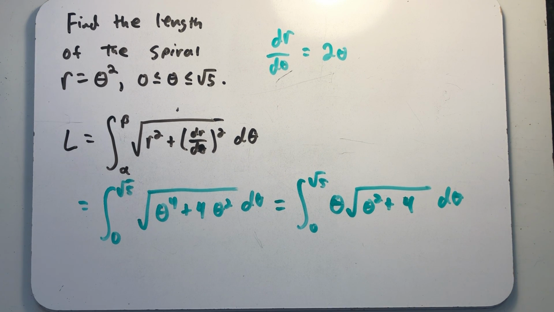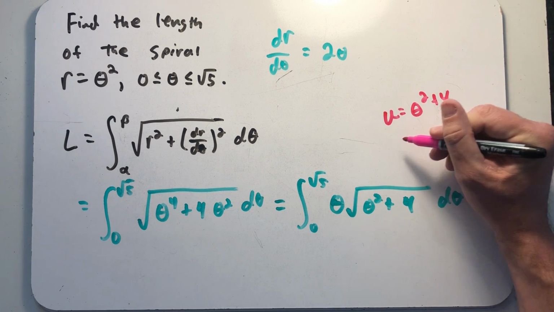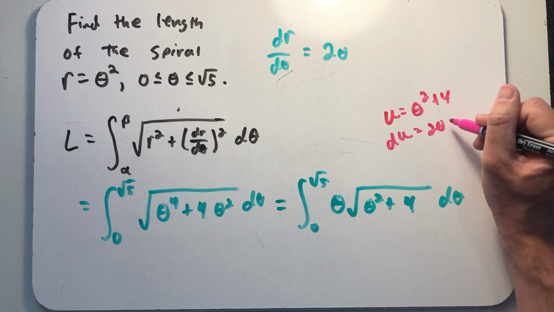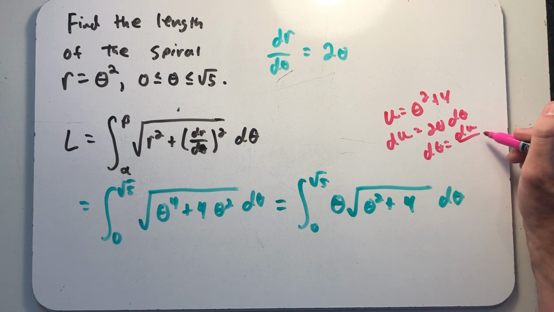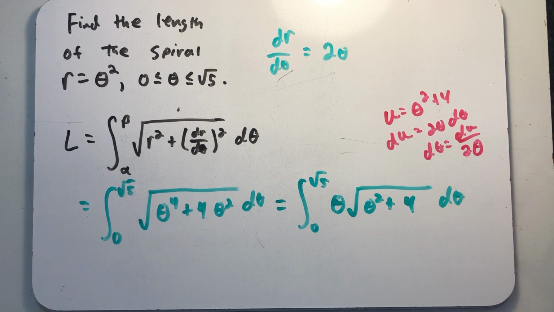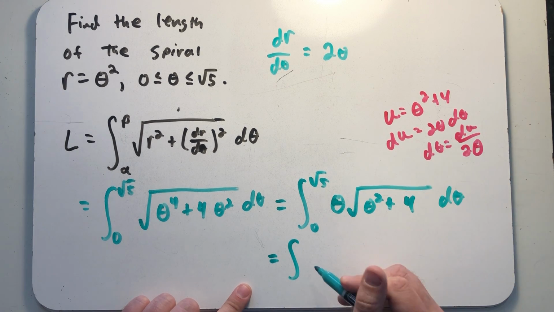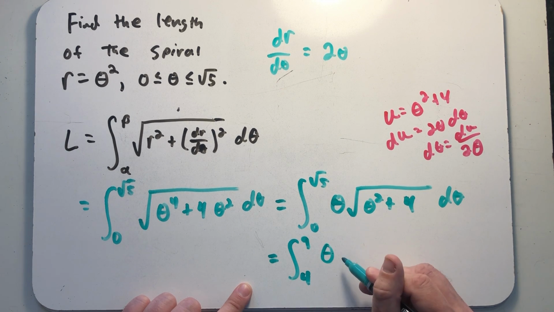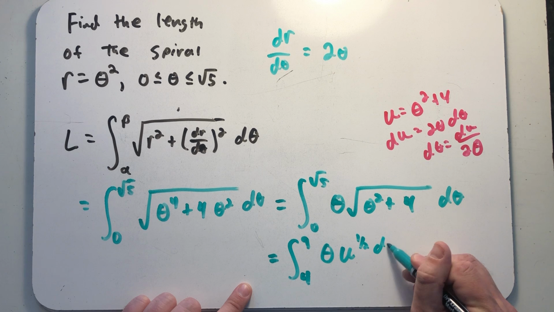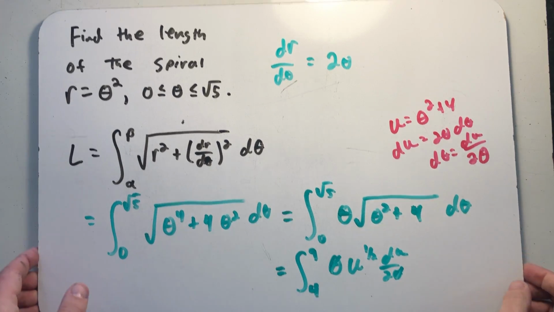Well, I think I know how to evaluate this using a substitution. I think we can let u equal theta squared plus 4. du is then 2 theta d theta. Just to help me out here, I'll get d theta by itself. All right. I'm going to change my bounds. Plug in a 0 for theta, and u is 4. Plug in that root 5, and we're going to get a 9. I have a theta, u to the 1/2, and then du over 2 theta. Fortunately, the thetas cancel, and I have a 1/2 I can pull out front.